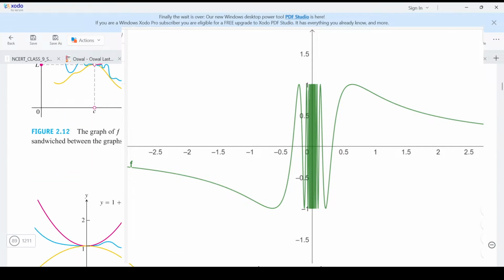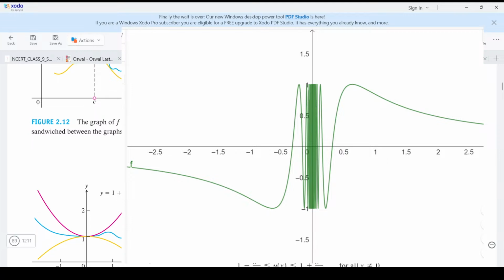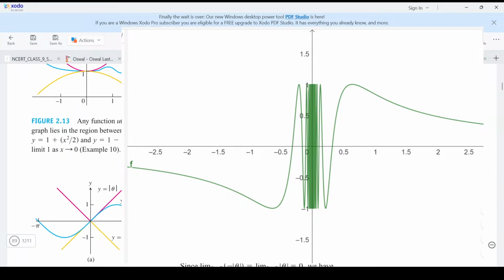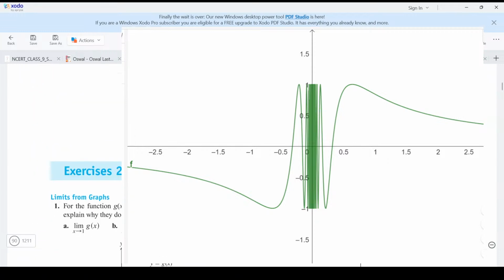We discussed the sandwich theorem. What is the sandwich theorem? When a function is lying between two different functions, and both those functions are approaching some number, obviously the middle function will also approach that same number. But these functions need not be defined at that particular value. f of 0 need not be defined, g of 0 need not be defined, h of 0 need not be defined. We are just saying that all three approach that number. Very good, fantastic.